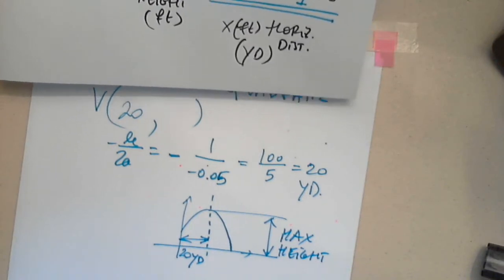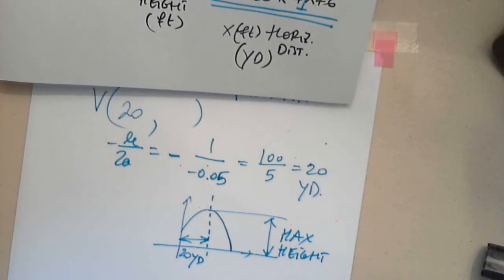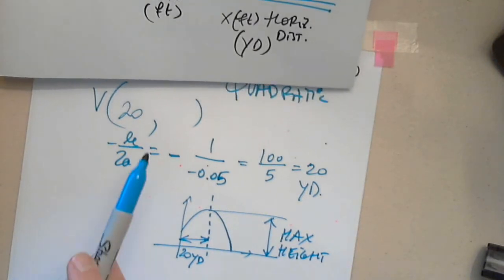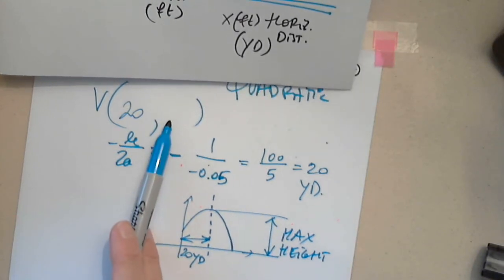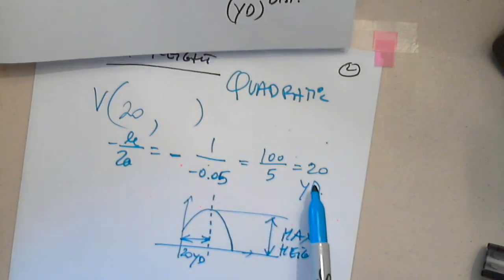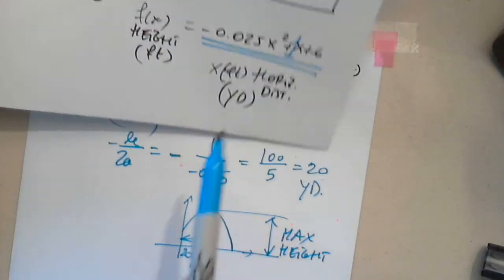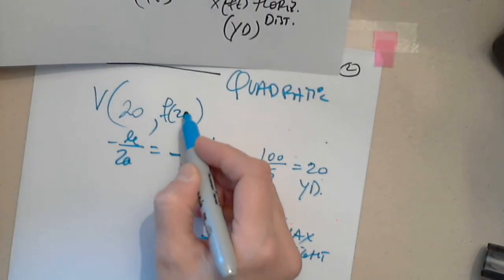How do I determine the maximum height? Which is this. How do we determine this? Well, we have to plug in 20 in the function. This will be f of 20.